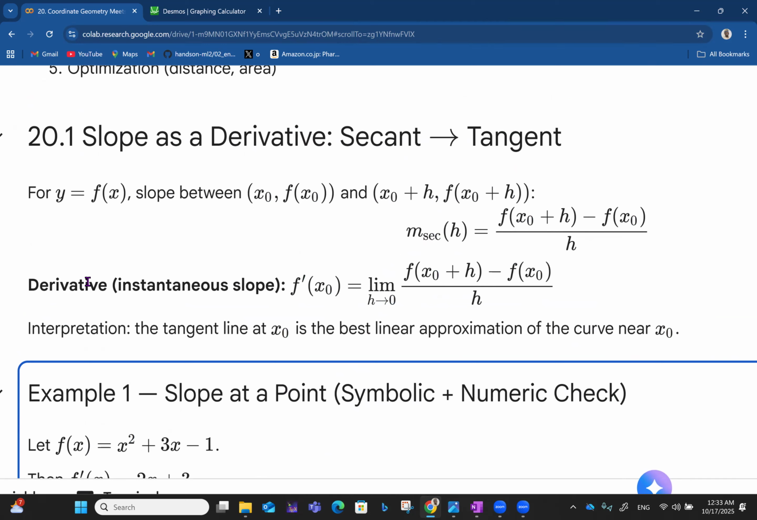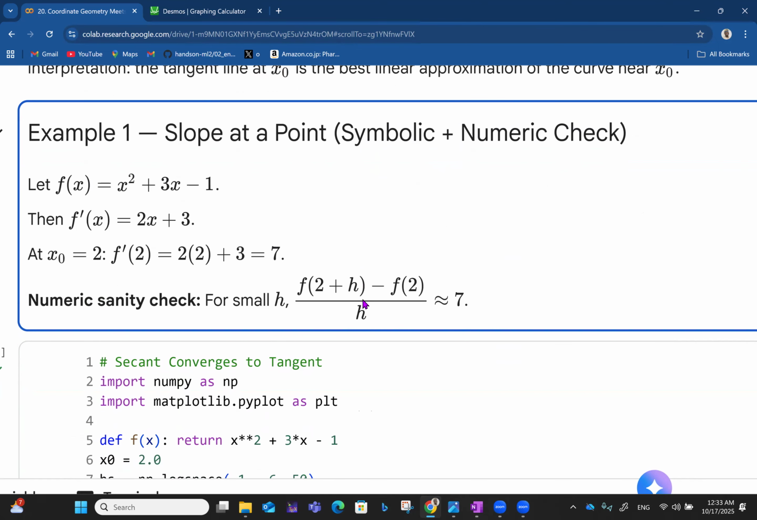So now if we look at the derivative in terms of instantaneous slope, that means we have f prime of x naught, which is now the limit as h approaches 0 of this expression up here. All right. So the interpretation is that the tangent line at x naught is the best linear approximation of the curve near x naught. That is what that is about. Okay, so we can see an example of that right here, where we have an example involving slope at a point. So we want to do both symbolic and numeric to see how that goes.